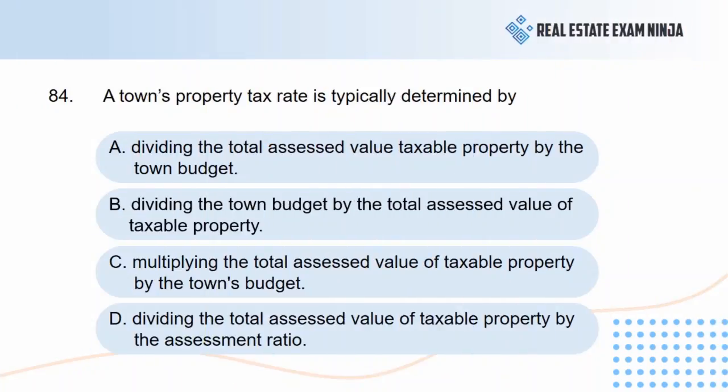Number 84. A town's property tax rate is typically determined by: A, dividing the total assessed value of taxable property by the town budget. B, dividing the town budget by the total assessed value of taxable property. C, multiplying the total assessed value of taxable property by the town's budget. D, dividing the total assessed value of taxable property by the assessment ratio.